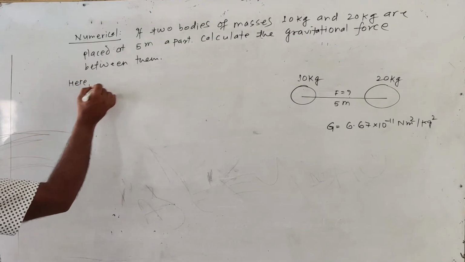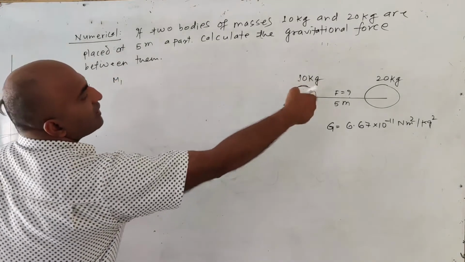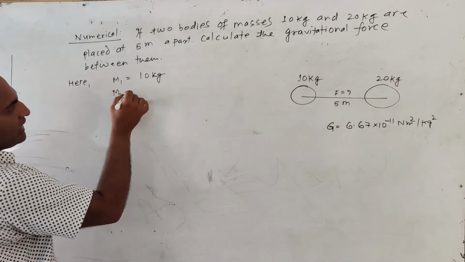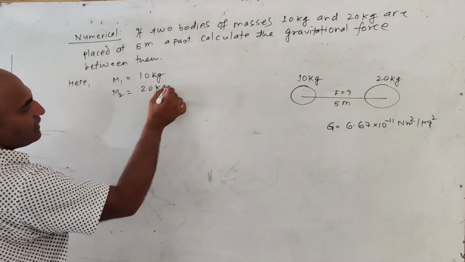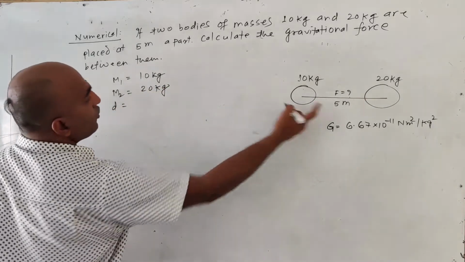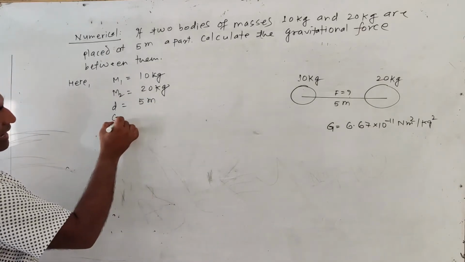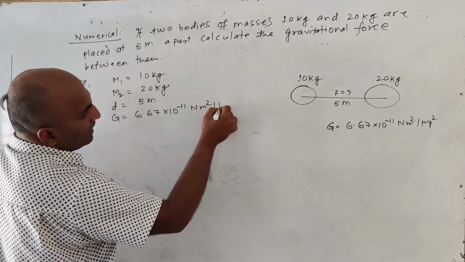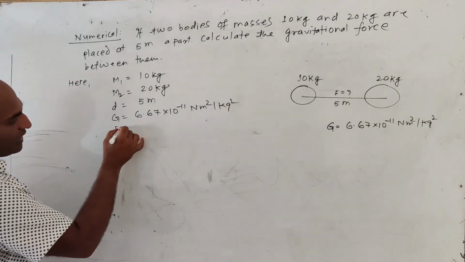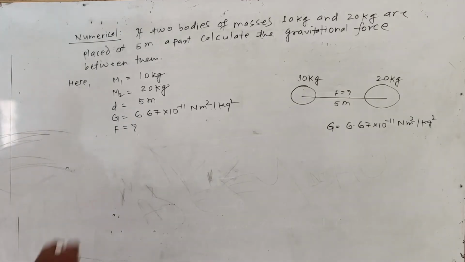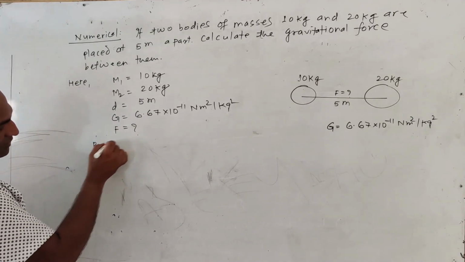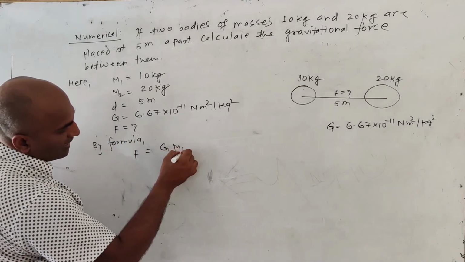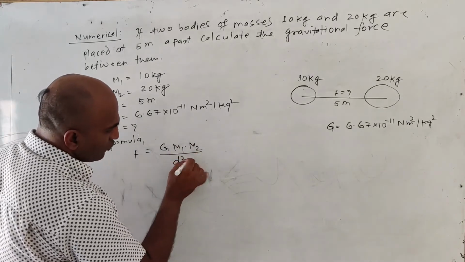Here, masses of the first body, this is M1 or M2, whatever can be taken. M1 is 10 kg and M2 is equal to 20 kg, given. Distance between them is d, equal to 5 meter, given, and capital G is 6.67 into 10 power minus 11 Newton meter square per kg square. You have to calculate the gravitational force. Then by formula you can write F equal to G M1 M2 by d square.